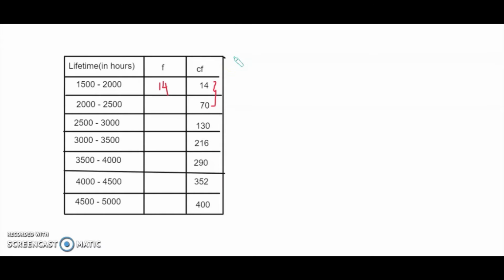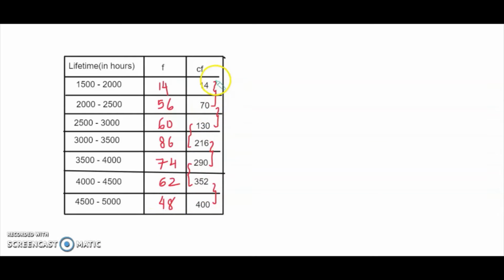Next is 130 minus 70, it's 60. That means I'm subtracting these two. Then subtract these two, 216 minus 130, which is 86. Then 290 minus 216 gives me 74. Then subtract 352 and 290, that will give me 62. And then 400 minus 352 is 48.